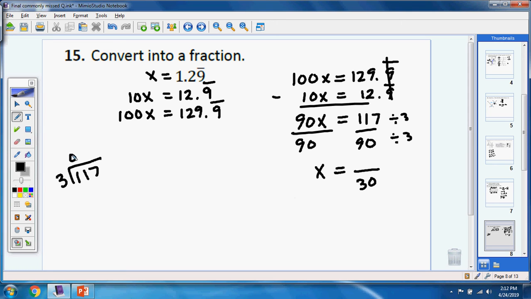3 and 1 is 0. 3 and 11 is 3. 3 times 3 is 9. So I got a 39. Oh, but if you notice, it can divide by 3 again. So you could have actually divided it by 9. Looks like I got a 13 over 10. Let's double check on our answer sheet. Oh yeah, 13 over 10.